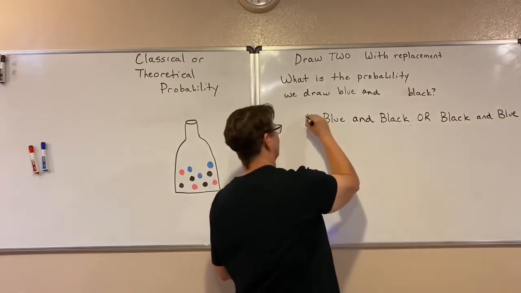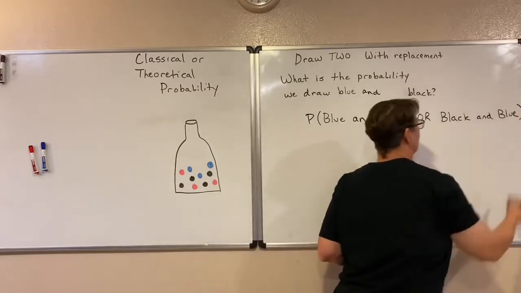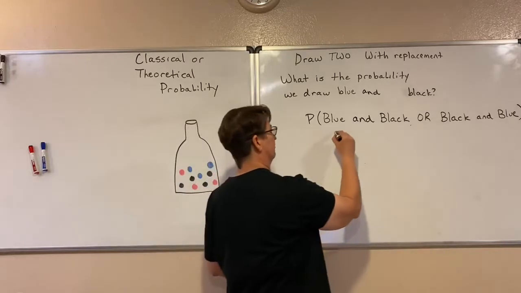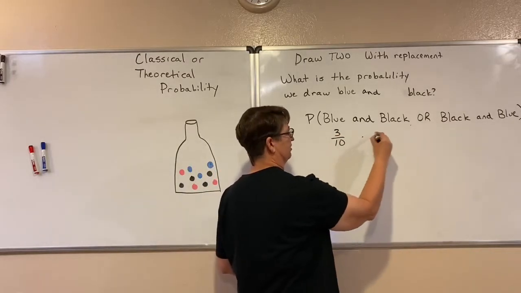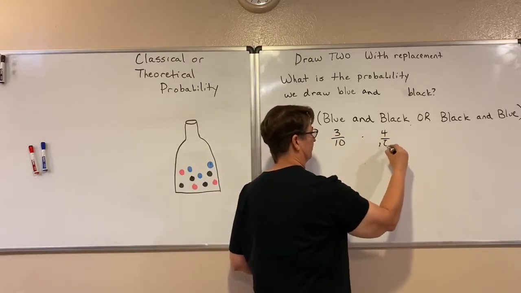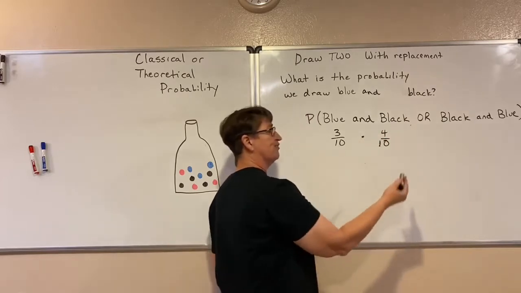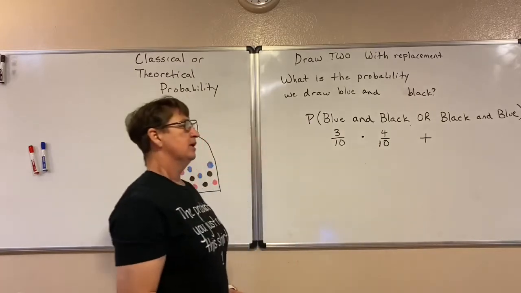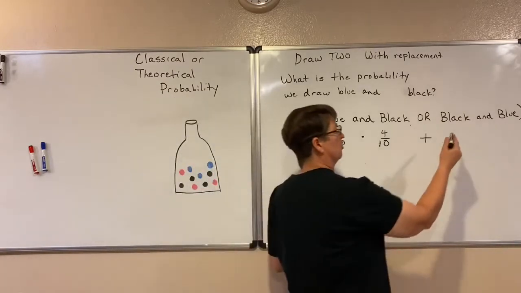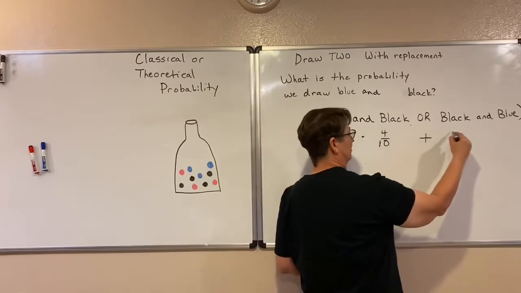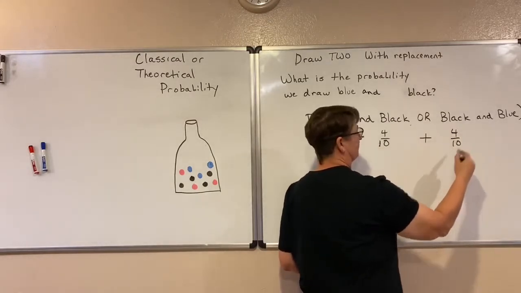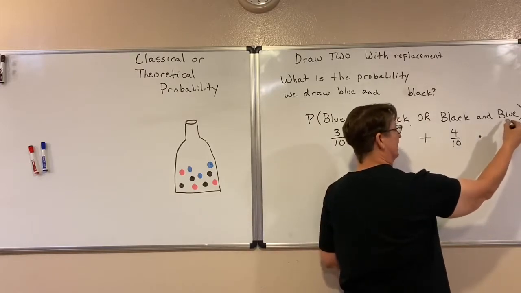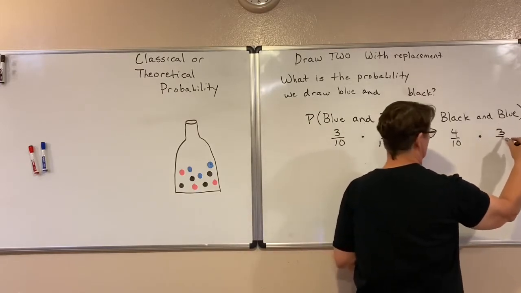And we're going to do the probability of that. Well, we just did the probability of blue and black. We found this was 3/10 and that was 4/10. Remember that the or tells me to add. Then a black and a blue, well, the probability I get a black is 4/10. And tells me to multiply. And then the probability I get a blue is 3 out of 10.